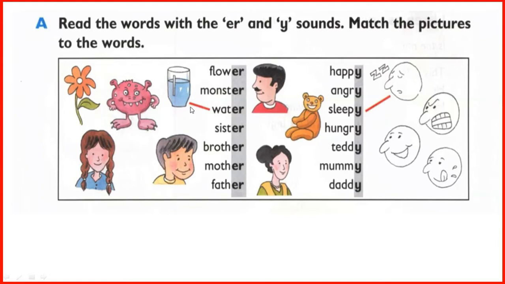Now, students, you have to match. This is a flower. This is a monster. This is sister. This is brother, and this is water. Okay. This is father, or daddy. This is mother, or mummy. Okay. And this is daddy.